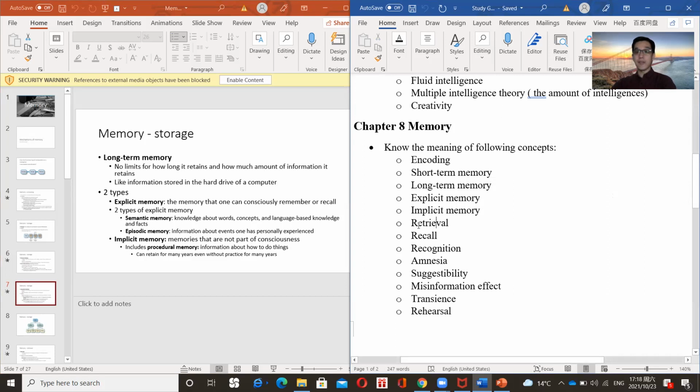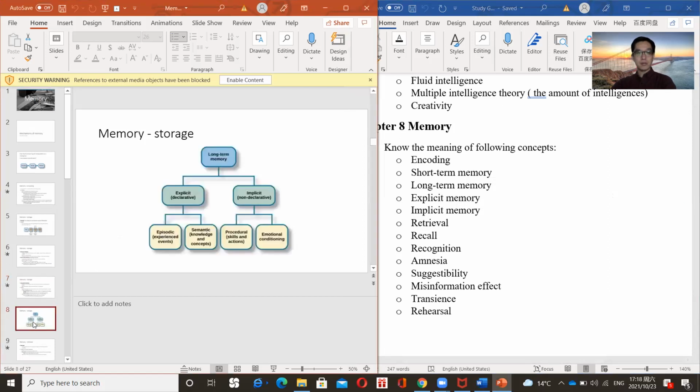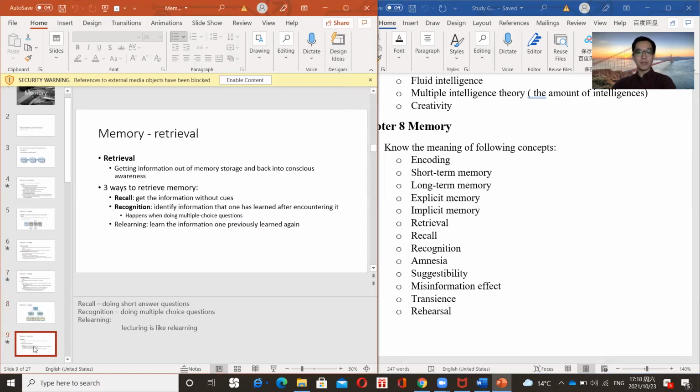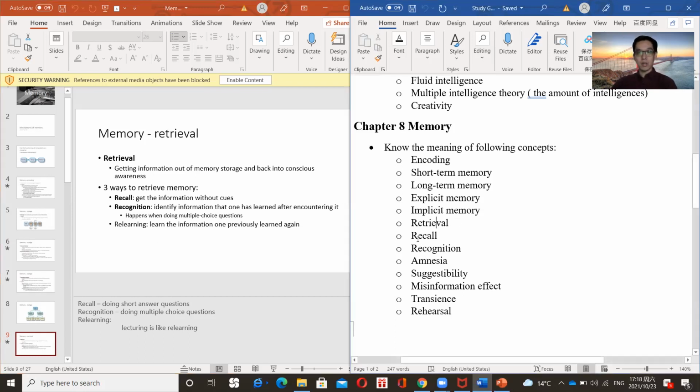And the third step in the memory system is retrieval. So we need to know what retrieval is. Retrieval is just getting information from the memory system. Encoding is putting information into the memory system. Storage is storing the information in the system. And retrieval is getting the information out of the memory system and recalling it, knowing about it. And there are two kinds of retrieval that we need to know of. One is recall, the other is recognition.